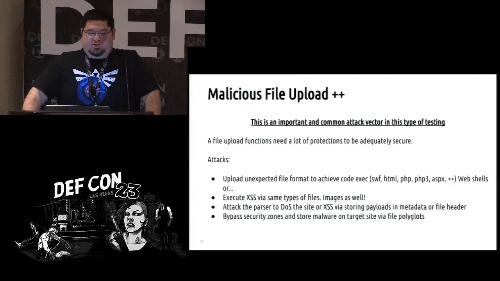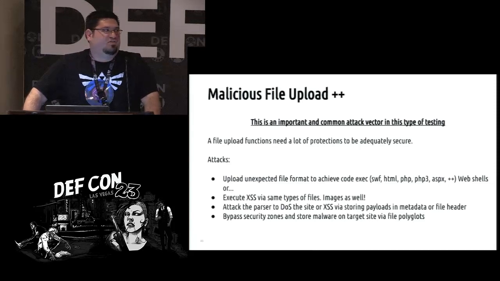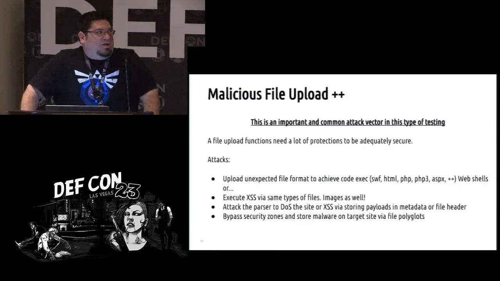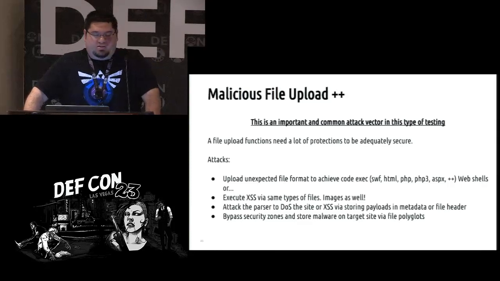Malicious file upload. This is an important and common attack vector when doing this type of testing. Not just to upload a SWF file and get XSS off of it, but you can also do pretty cool attacks. One of the ones I like a lot is a DoS: basically an image that specifies itself to be super large but isn't. You can upload it, and the server will allocate all of this space for it on disk, but it's actually not that big of a file. And you can DoS the application server using images crafted like that. There was a whole blog on it.